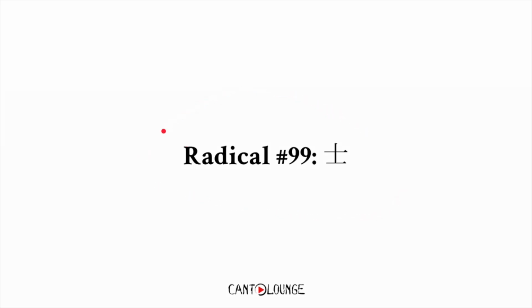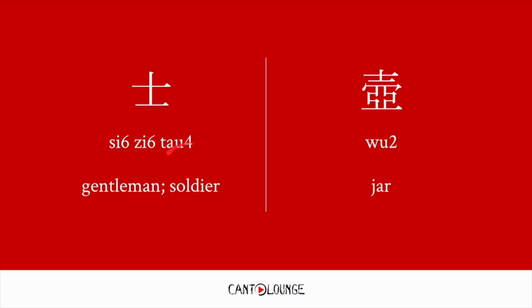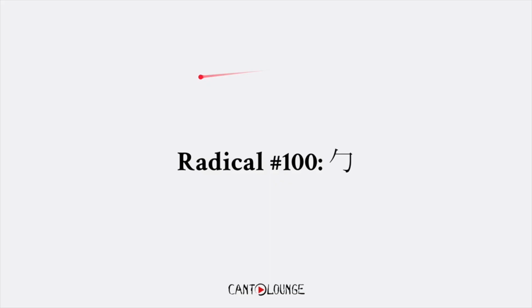Radical number 99, si. Remember one of the first radicals we talked about: if the top line is longer than the bottom line, this is pronounced si, and if the bottom line is longer, that's tou. So these are two different characters. Si means like a soldier, like si bing, or gentleman, san si. For example, si ji tao. Sample character, we have wu, which means jar. Again, how these are related, I'm not so sure, but there we go.